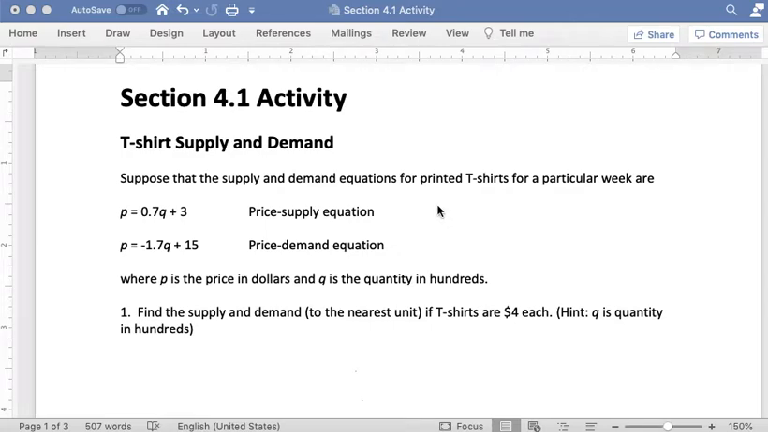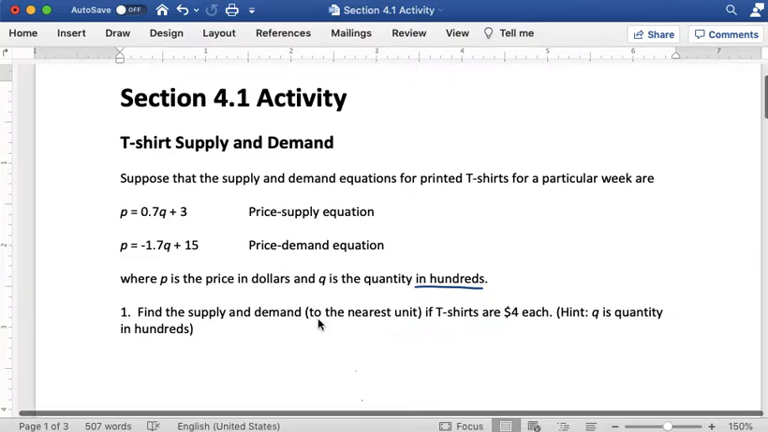In this video, we're going to go through the Section 4.1 activity, T-shirt supply and demand problem. So we have some equations here for supply and demand for t-shirts for a particular week. In these equations, P is the price in dollars and Q is the quantity in hundreds. Now the fact that the quantity is in hundreds here is really important in terms of getting the correct answers, as we'll see in a minute.